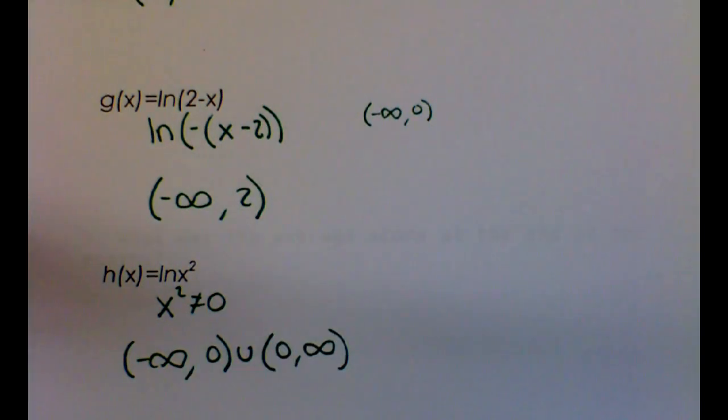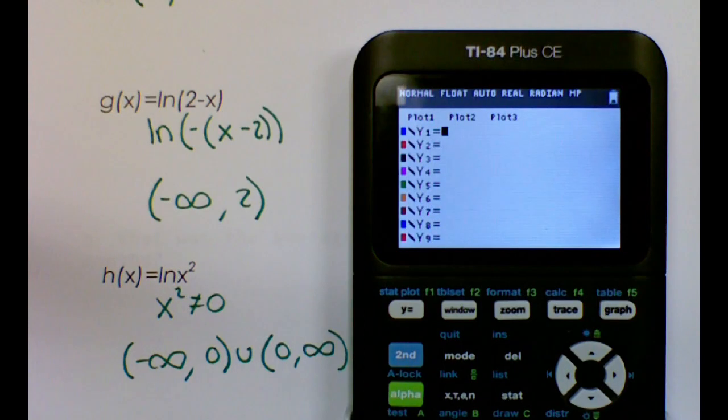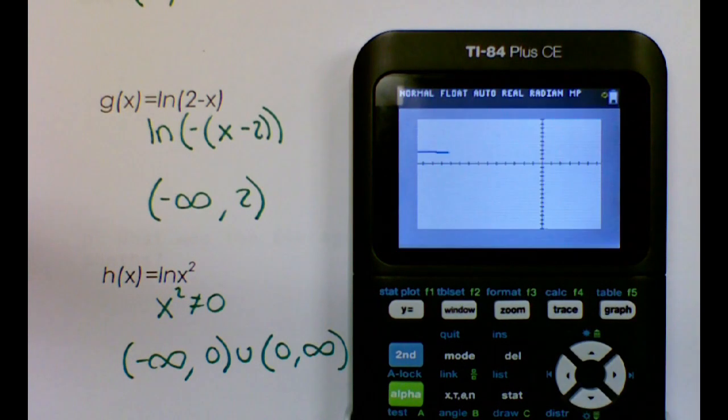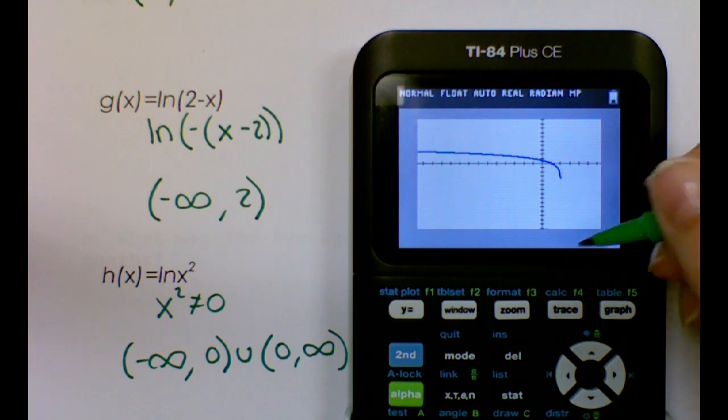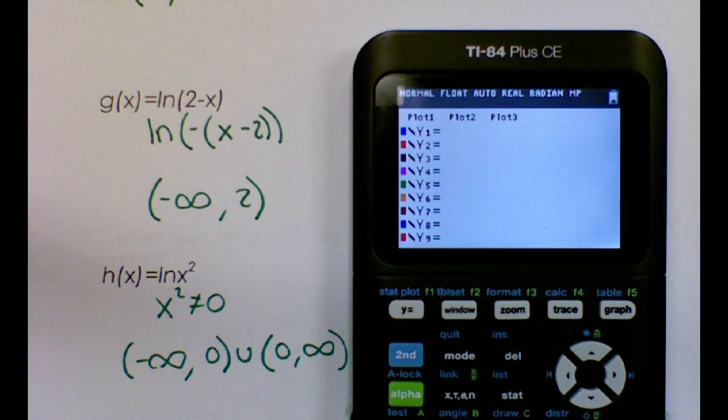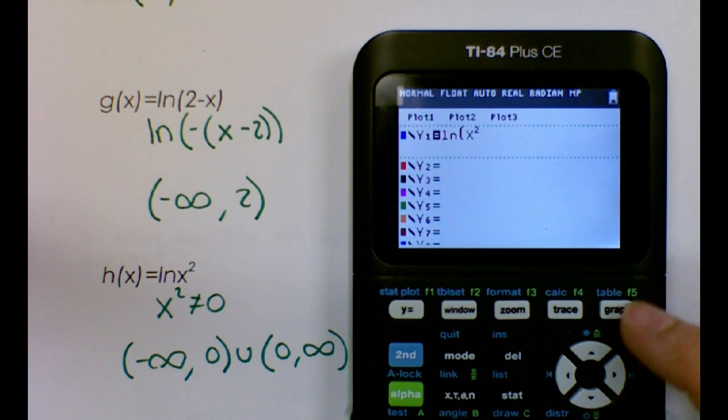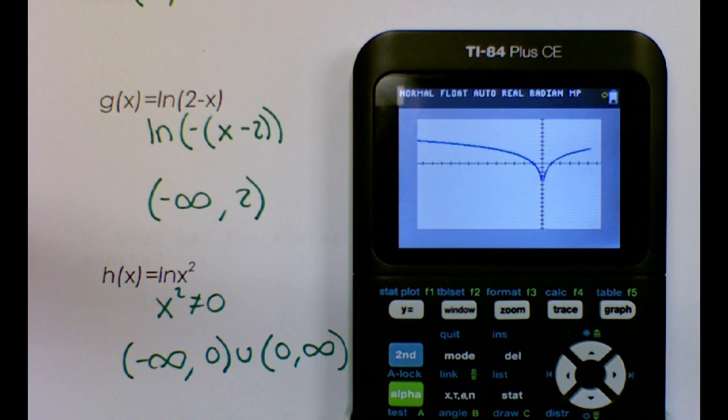And if you want to see a couple of these graphs, let's look at ln of 2 minus x. There we go. Notice that is an asymptote. Remember, we have to be smarter than our graph. Oh, ln of x squared. It's just got a little hole there.